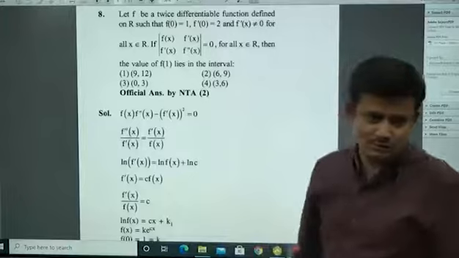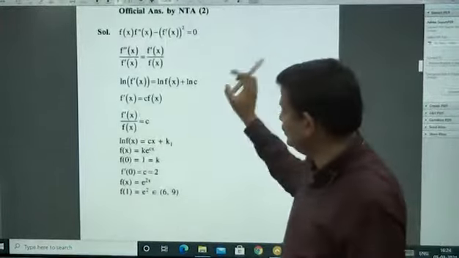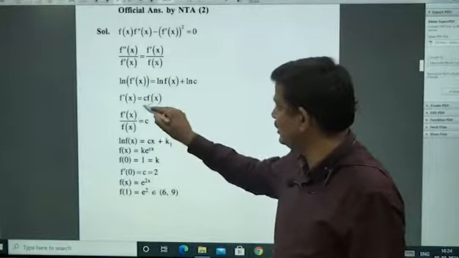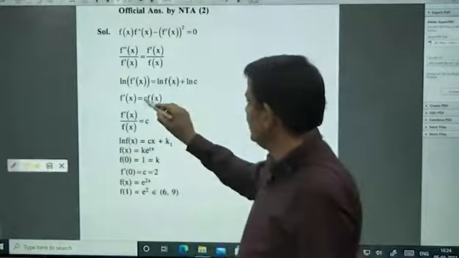F dash 0 is 2, f of 0 is 1. Yes or no? So put x equal to 0: f dash 0 is 2, f of 0 is 1. So c is 2. Here itself you can write c is equal to 2. So as far as possible, get rid of the unknowns.